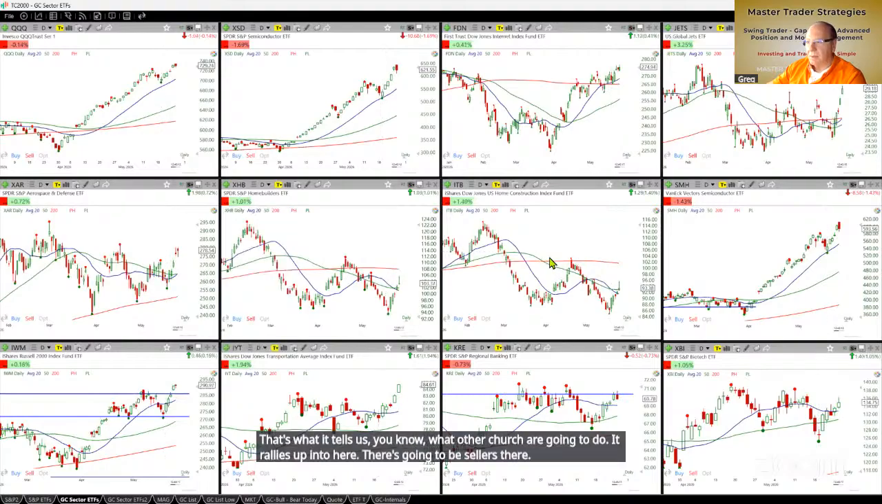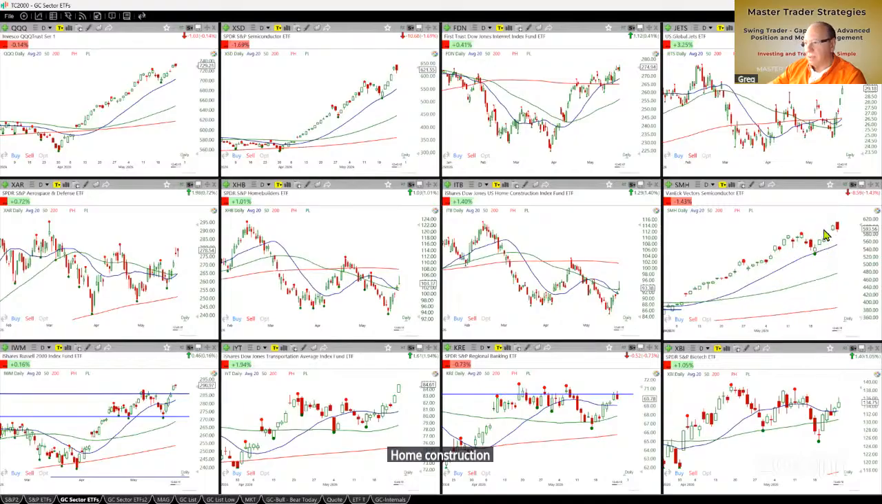Home construction. There's SMHs, right? Are they rolling over? Well, one red bar doesn't change the trend, but maybe that's the start of it. We'll see if it's going to pull back further. And so this is the whole process. Right?